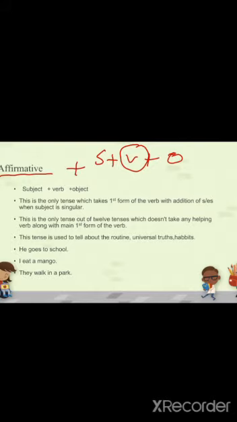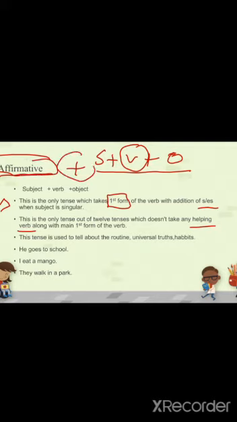Now coming to the affirmative sentences of the present indefinite. See, this is the formula that you are going to follow in each sentence. Now remember girls, this is the only tense out of 12 that takes the first form of the verb, and there is addition of s and es to the first form of the verb when the subject is singular. This is also the only tense out of the 12 which does not take any helping verb along with the main first form of the verb in affirmative sentences. We are talking about the affirmative sentences. What does affirmative mean? Affirmative means positive sentences, right? You will understand it definitely when we go on to the next slide.